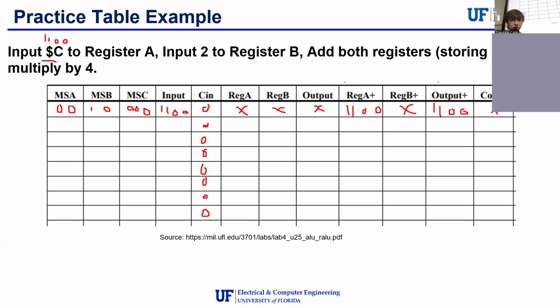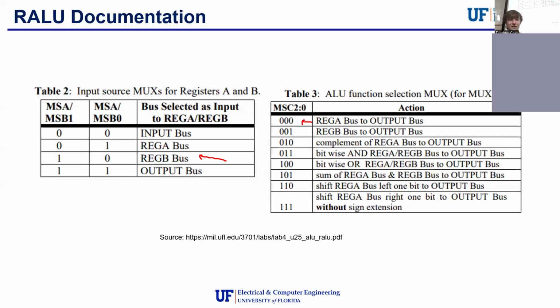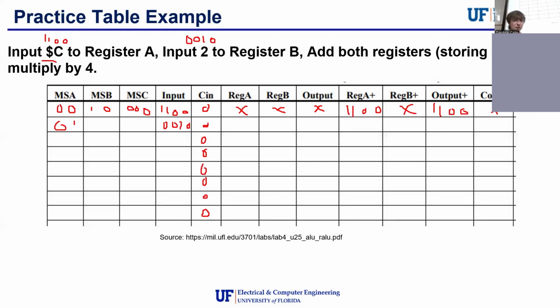So now that we have C in A, we want to input 2 into B. So 2 in binary is 0 0 1 0. And so we'll have that as our input bus. And if we want A to hold, that means we do 0 1 according to the table. I just have it memorized. And then we want B to come from the input bus, so 0 0, same as MSA. And we're not doing anything with MSC, so we're just going to have another 0 0 0.